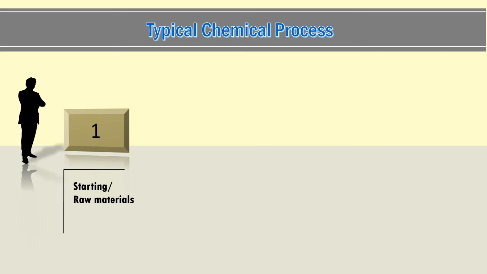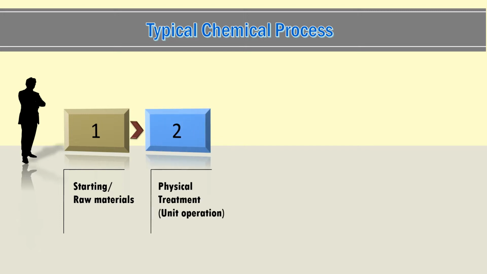Then the next step is the physical treatment, that is the unit operation. The raw material obtained from the market or from other industries requires some physical treatment.